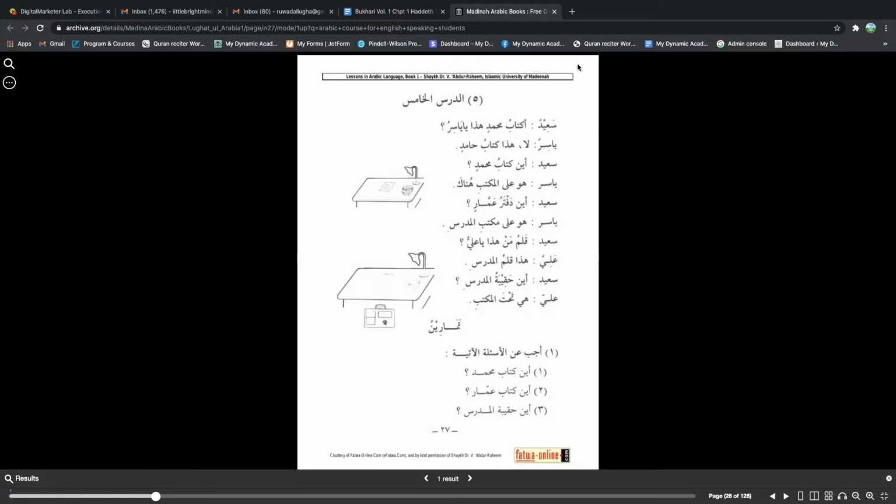Now, welcome to another class. I'm going over the first Madina book, and we're now in الدرس الخامس, the fifth lesson. So we have a conversation, a حوار. We're going to go through this, and inshallah, follow along.